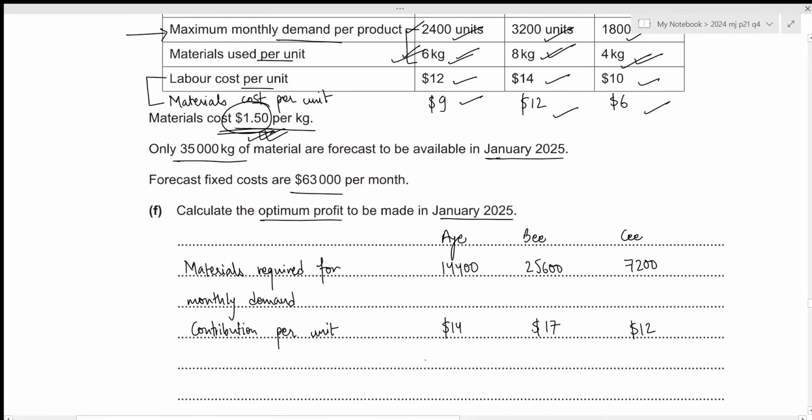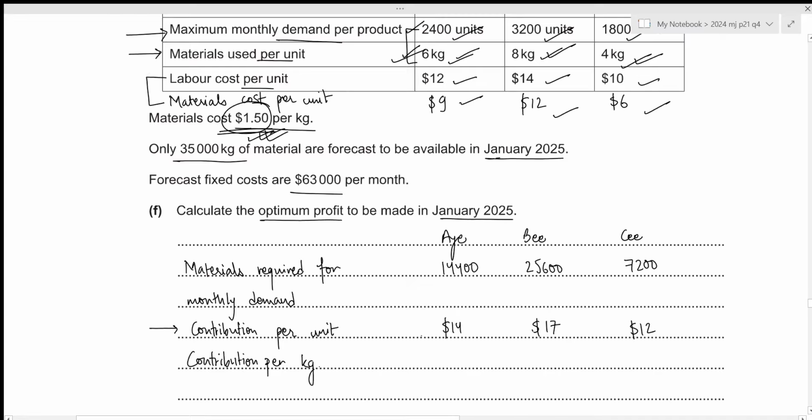In this case, we have a shortage of material. So whenever there is shortage and we need to allocate the shortage factor, we always need to calculate the contribution per the shortage factor. So in this case, we will calculate the contribution per kg of the materials. So we already have the contribution per unit right here. We just need to divide it by the materials used per unit.